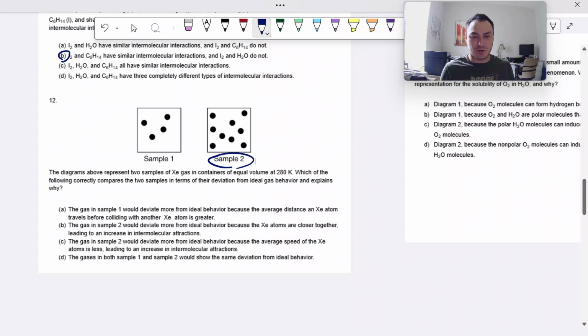We want those particles to not interact, to not run into each other, to not form potential intermolecular forces with each other. We just want them to bounce into the walls. So the gas from sample 2 will deviate more from ideal behavior because the xenon atoms are closer together, leading to an increase in intermolecular attractions. B looks correct.